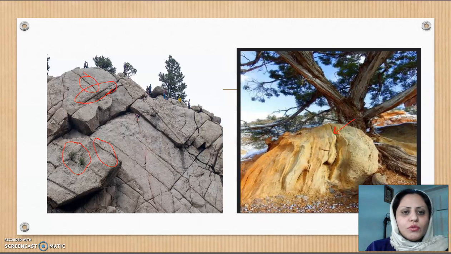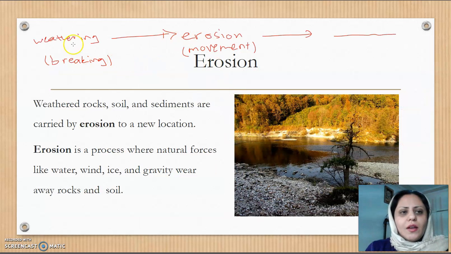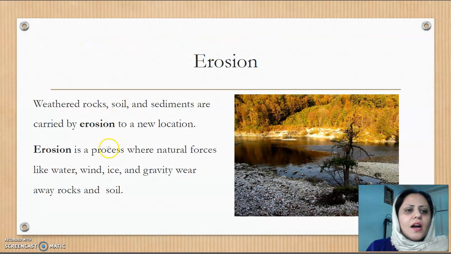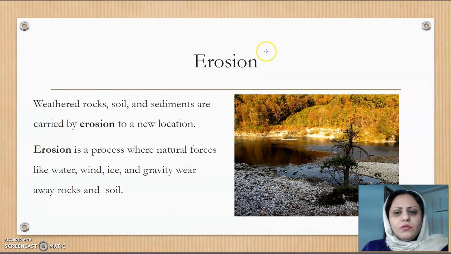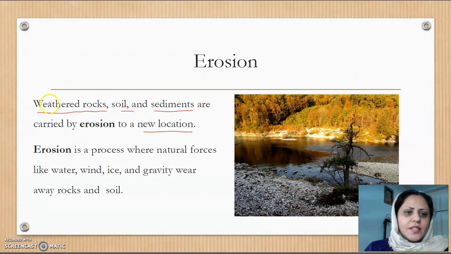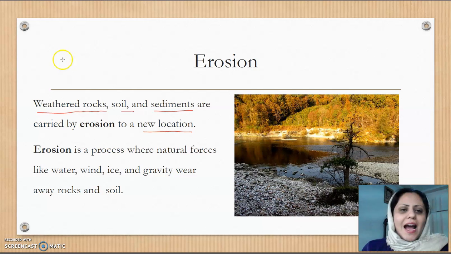What happens to those pieces? So we are going to talk about erosion. What does it mean? Do you remember that we talked about weathered rocks, soil, and sediments? Weathered rocks and soil and sediments are carried by erosion to a new location. For example, imagine that we have a small piece of rock and now water is powerful enough to move it from one place to another place.